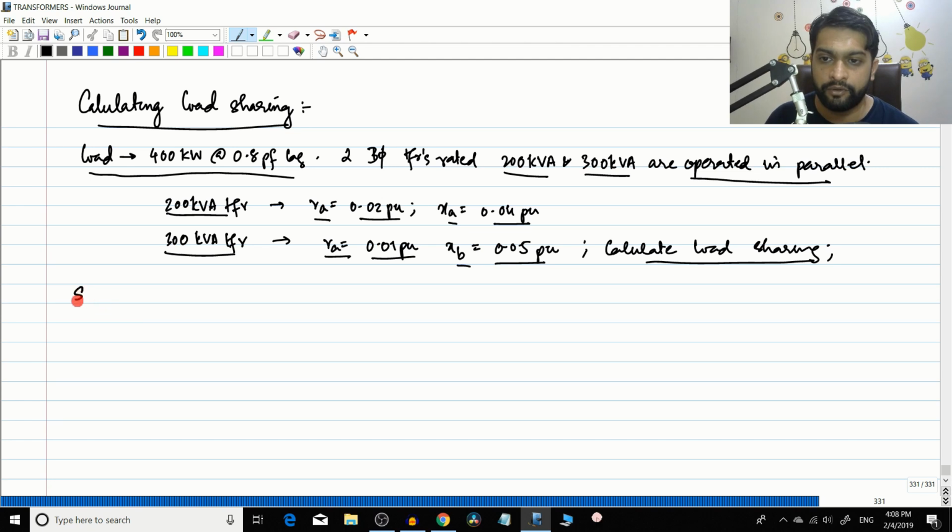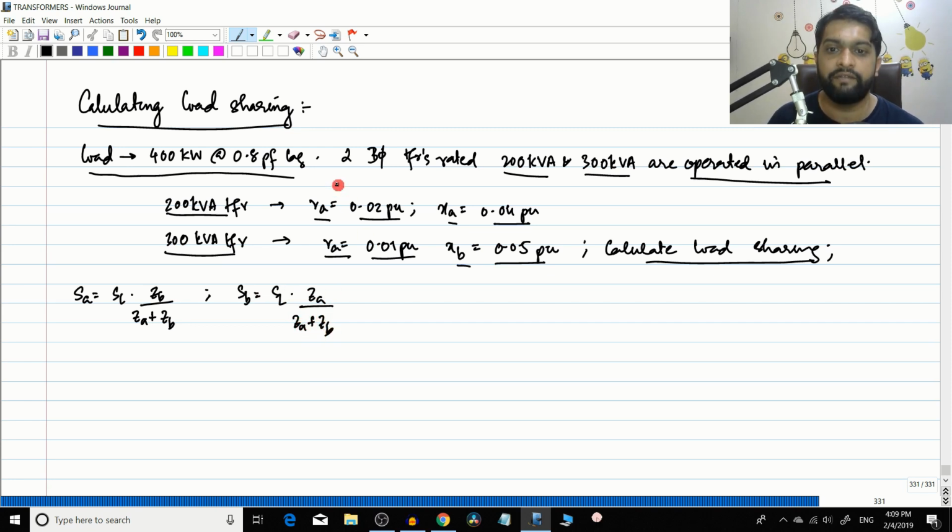In the formula, you know that S A is equal to S L into Z B divided by Z A plus Z B, and S B is equal to S L into Z A divided by Z A plus Z B. Now if they have given the values in ohms, you can directly substitute everything and find the result, but they have given per unit values. R A and X A are calculated with 200 kVA as base, and R B and X B are calculated with 300 kVA as base. So to use them in this formula, you have to convert them into a common base.